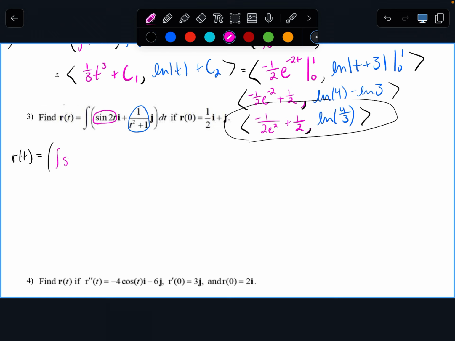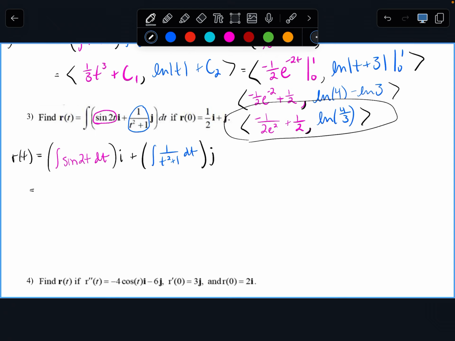You're going to integrate sine 2t dt times I, and then you're going to integrate the other part times J. It's like you're distributing the integral, kind of, in a way. So the i's and j's just tag along as you go. As far as the notation's concerned, you're distributing the integral, and then the i's and j's go with it. And now you're just integrating. And this one's going to have c because there's no bounds on it.